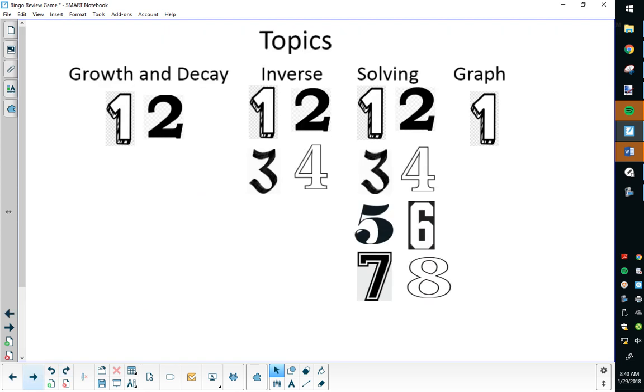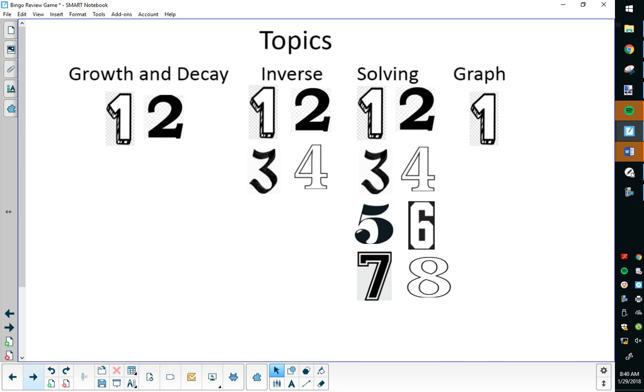These are the different types of questions on tomorrow's test. We've got growth and decay problems. Those are the story problems. We do the A equals P, 1 plus or minus RT. We got inverse problems. There are 2 steps to finding an inverse. What's the first step? Switch x and y and then solve for y. We were pretty good at those.